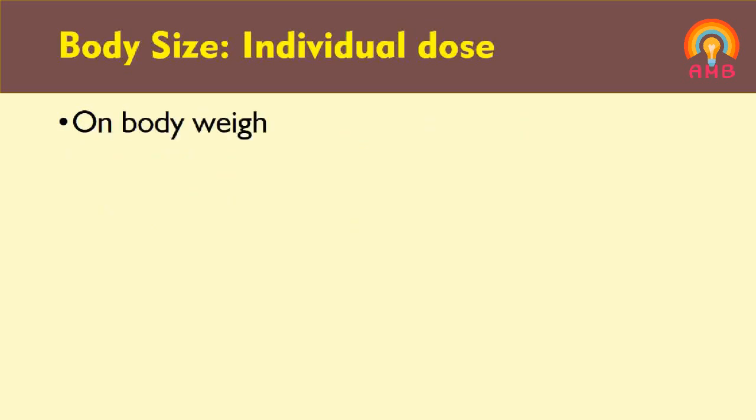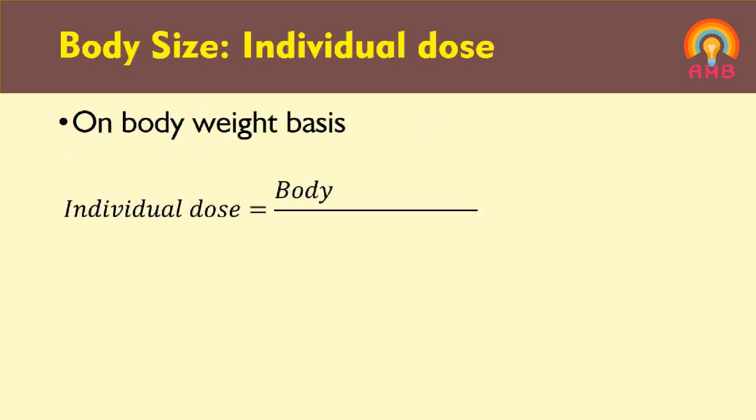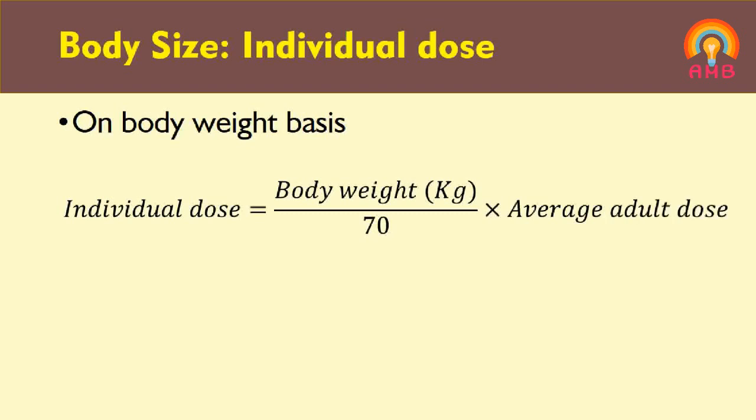The individual dose can be calculated on the basis of body weight by using the following formula. The formula is: individual dose is equal to body weight in kilogram divided by 70, that is the weight of an average individual, into average adult dose. By putting the value of the body weight and the average adult dose of that particular drug in this formula, we can calculate the individual dose.